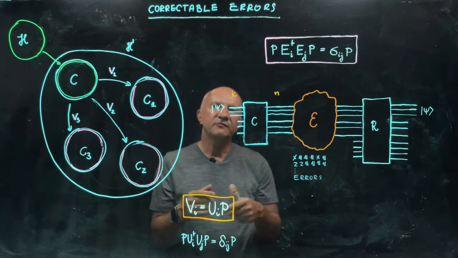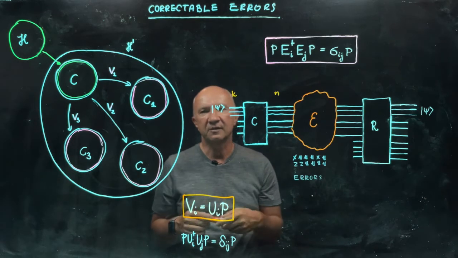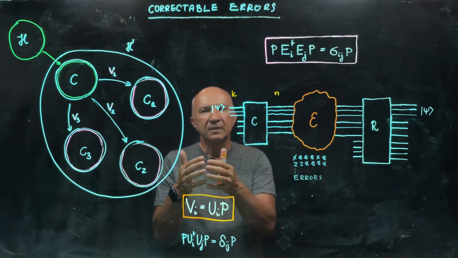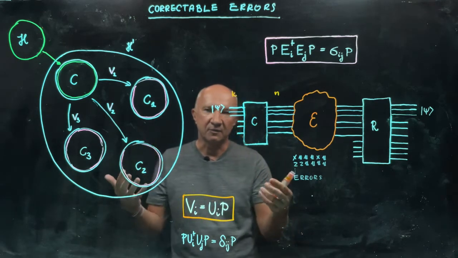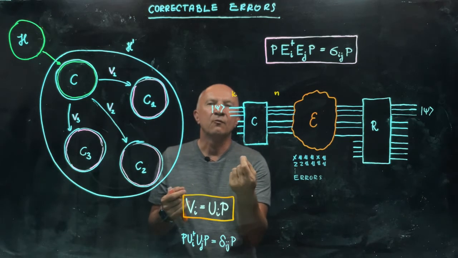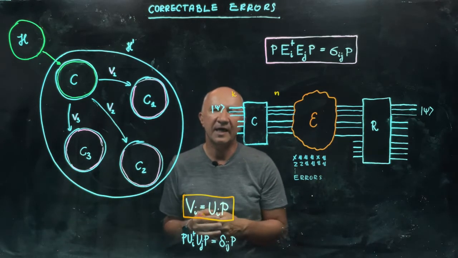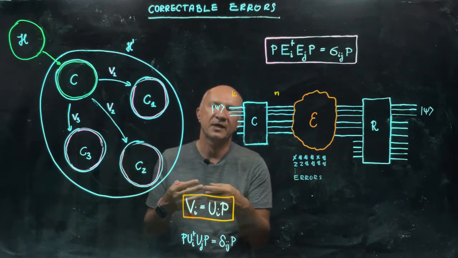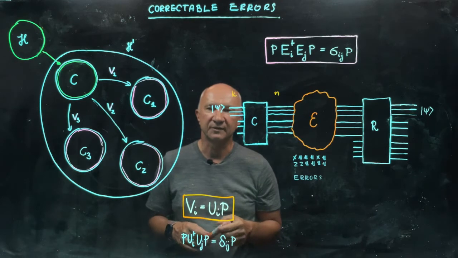The kind of intuition you can have about the role of the encoding is that we want to spread the original quantum state over many qubits. Why? Well, if an error happens on one qubit and we have our quantum state spread over many qubits, then perhaps it's not the end of the story, right? So perhaps something can be done and the quantum state can be recovered.